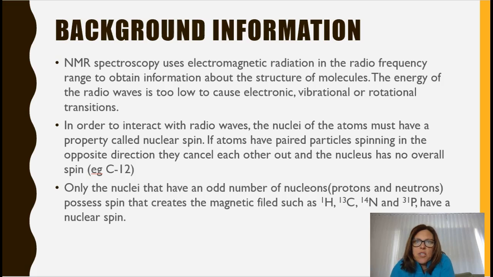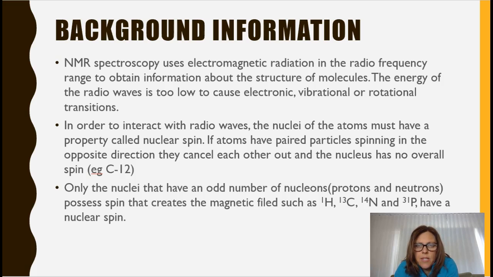NMR spectroscopy uses electromagnetic radiation, similar to some of the other techniques that we have looked at recently, but in this case it uses radio frequency. So we're using the longer end of the spectrum, where the wavelengths are quite long and therefore the frequency is also quite low. Because the frequency is so low, they don't cause much vibration like we needed with IR. To be able to use these radio waves, we have to introduce something called nuclear spin.